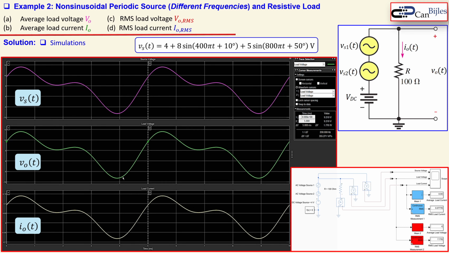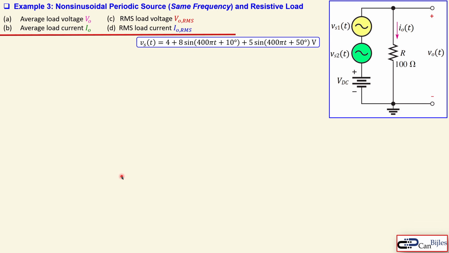Okay. Let's go to example number 3, about, again, the same situation. You see, a non-sinusoidal periodic source, but now we have the same frequencies for this AC parts. And still we have a resistive load. So we make only one change, which is going from the 2 different frequencies to the same frequency. We had before 400 pi and 800 pi in radians per second. Now we have 400 pi and 400 pi.